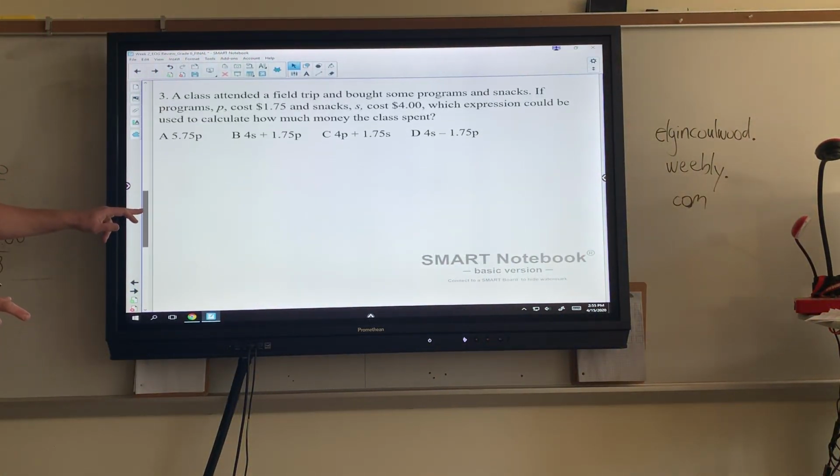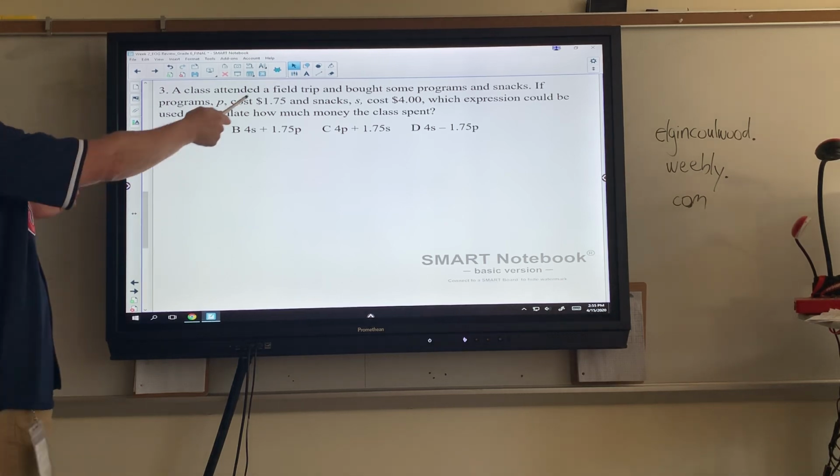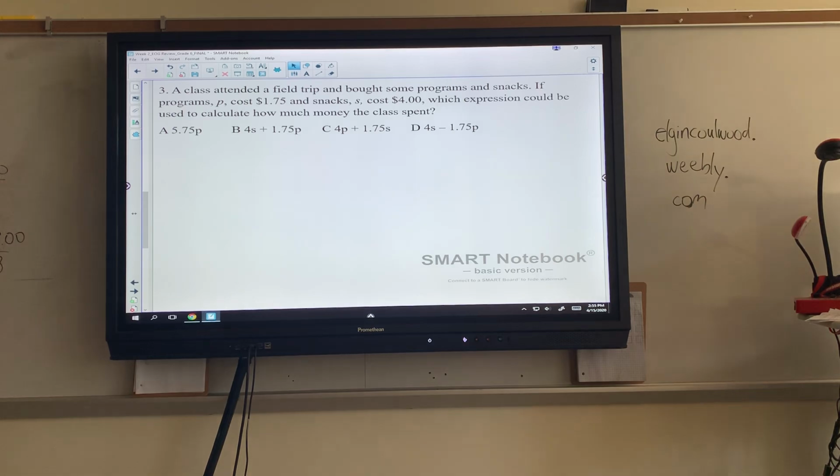Number 3. A class attended a field trip and bought some programs and snacks. If the programs, which is represented by the variable P, cost $1.75, and snacks, which is S, cost $4, which expression could be used to calculate how much money the class spent?